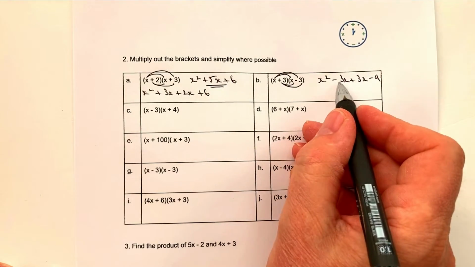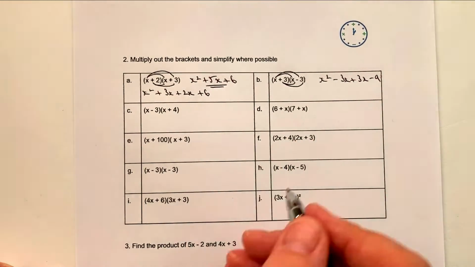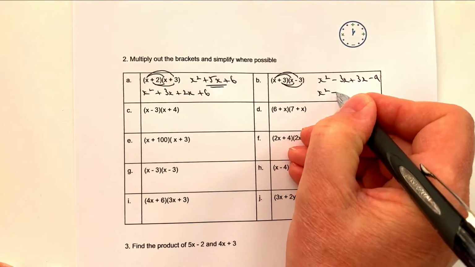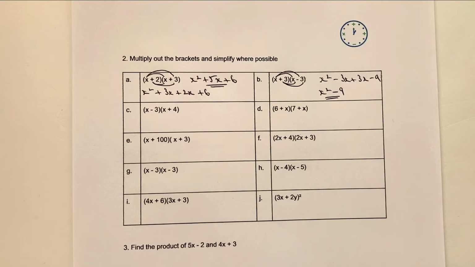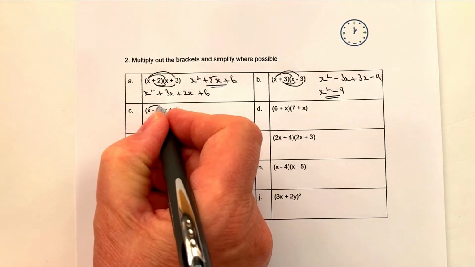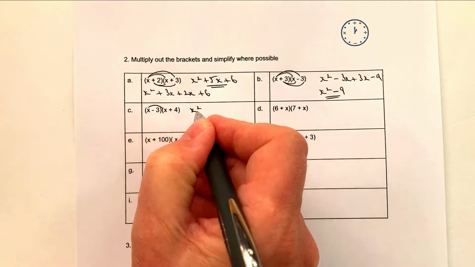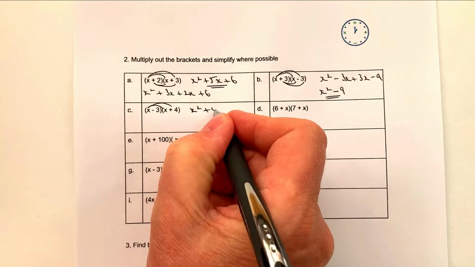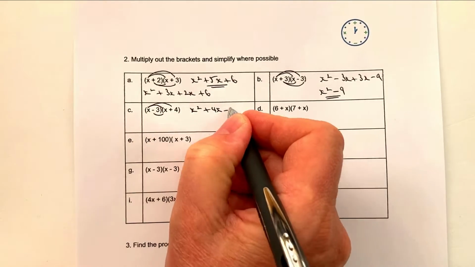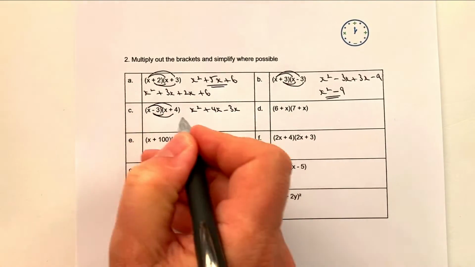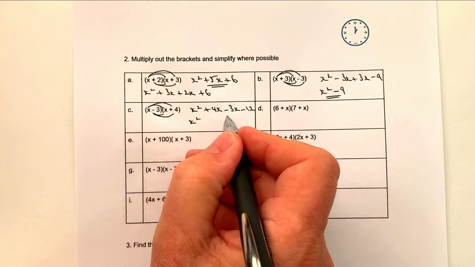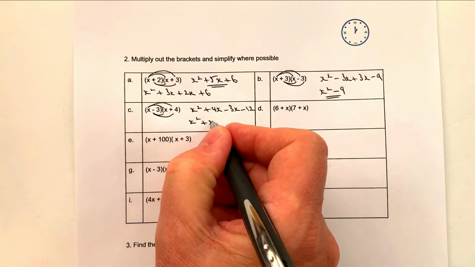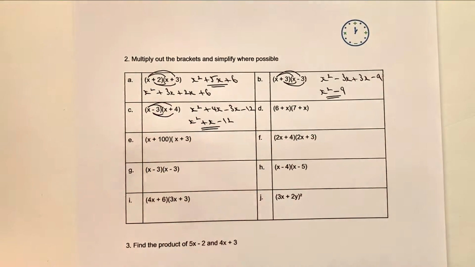Now you'll notice these two terms in the middle cancel themselves out, so I can write that as x squared minus 9, and that would be the answer to that particular question. Okay, let's move on to part C. I've got x times x again is x squared plus 4x minus 3x minus 12. Tidy it up. I'm going to get x squared. 4 minus 3 is 1, so I've got plus x minus 12.